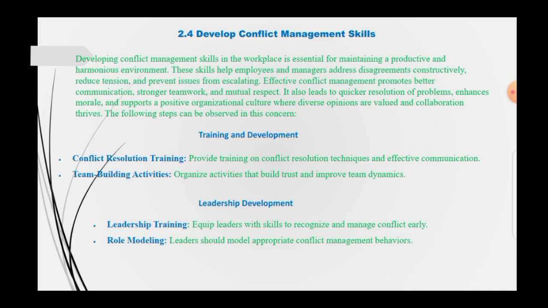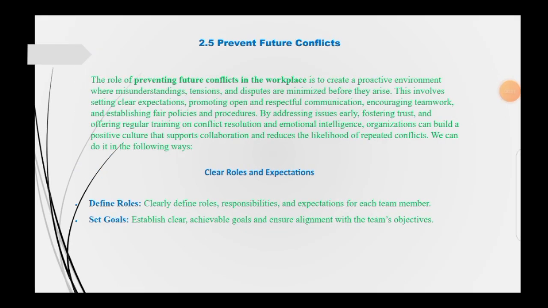So yes, with this explanation, our topic ends here. And now let's move on to our next subtopic, that is prevent future conflicts. So this slide is in continuity of the module number 2 and this slide is about prevent future conflicts. At first, we will go through the slide and then get into explanation.